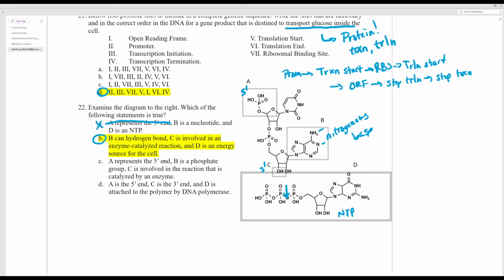C, A represents the 5' end. That is, in fact, true. B is a phosphate group. B is not a phosphate group. It's a nitrogenous base. D, A is a 5' end. Yes, it is. C is the 3' end. Yes. And D is attached to the polymer by DNA polymerase. Nope. This is an RNA nucleotide, so it would not be attached by DNA polymerase. It would be attached by RNA polymerase or primase.